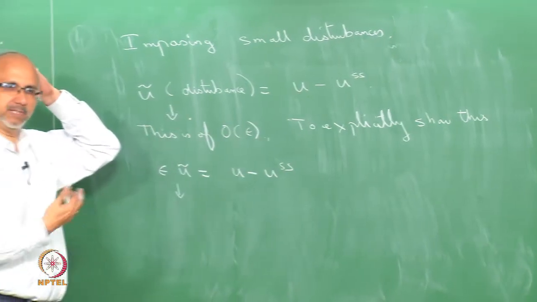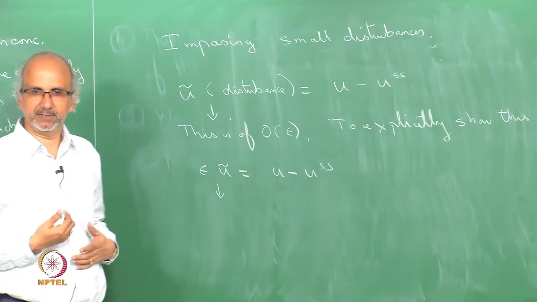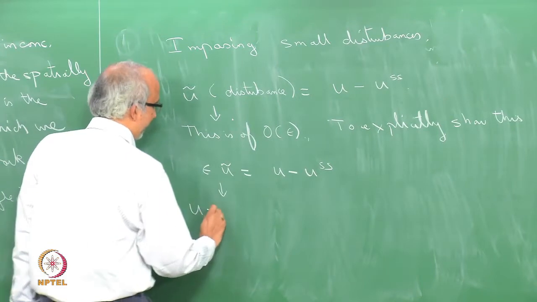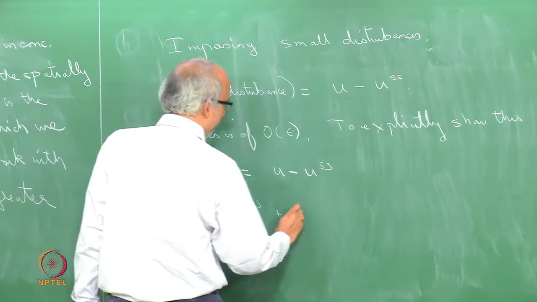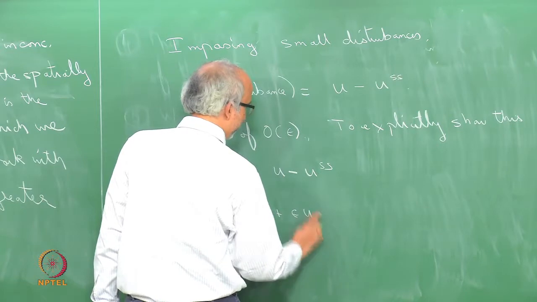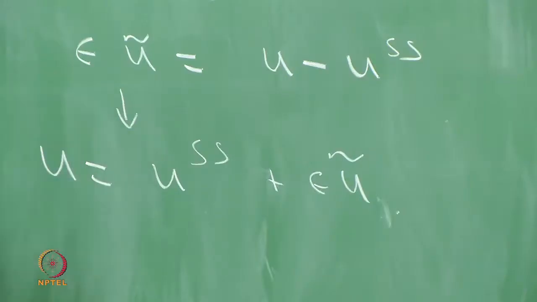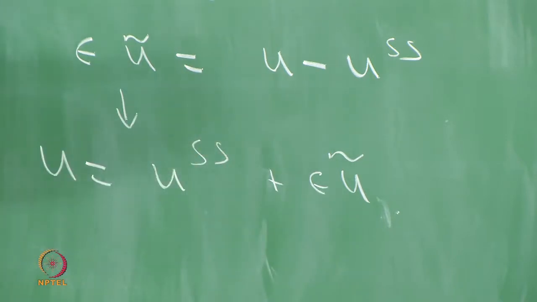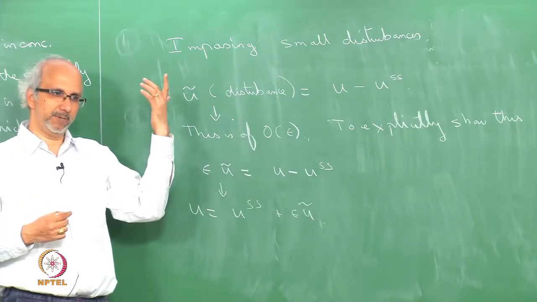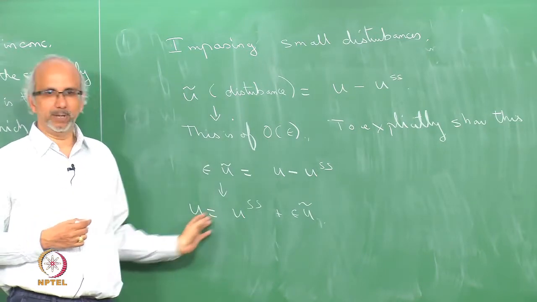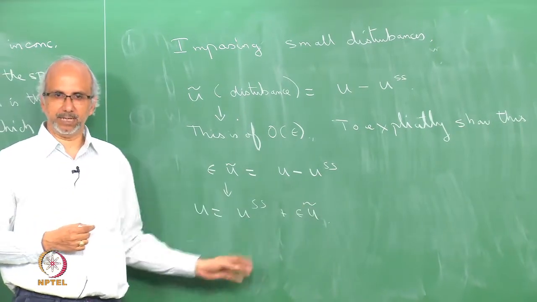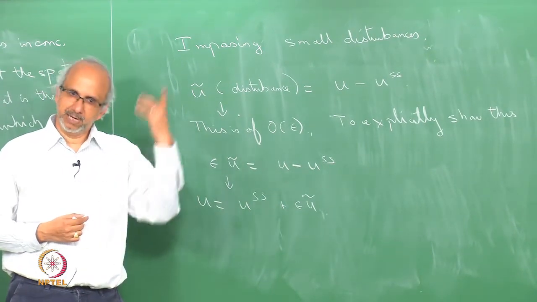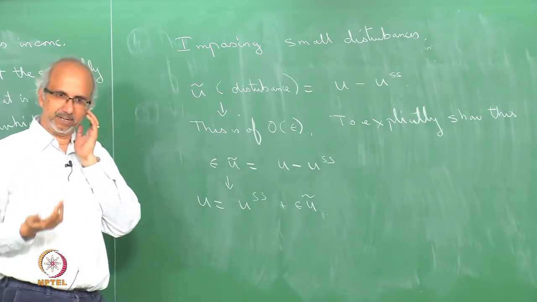I just want to put things in perspective with what you have already done in perturbation analysis. So now it's like saying I'm seeking u as uss plus epsilon u tilde. Okay, this is just to make you relate to what you did in your regular perturbation series. You sought uss plus epsilon u tilde, etc. Okay, in the absence of disturbances, it is equal to uss. Now, epsilon tells you the magnitude of the disturbance. That epsilon told you something about the parameter value.